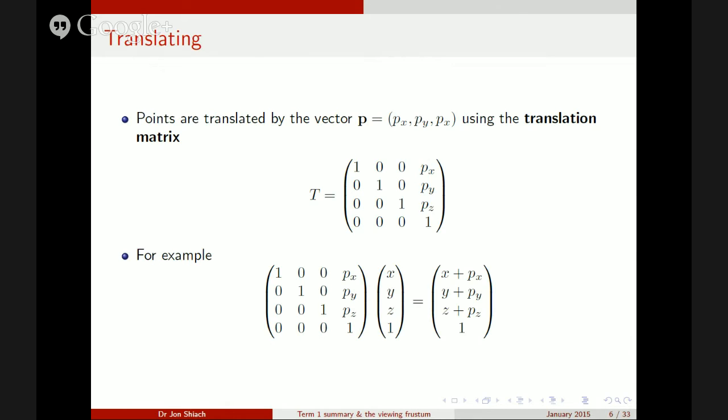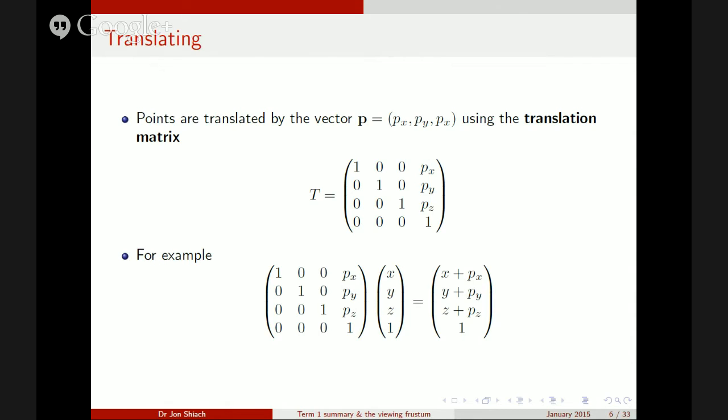If you had the coordinates as a row vector instead of a column, the px, py, pz would be on the bottom, i.e. you have the transpose of this matrix. But as I mentioned, I'm always assuming we have our coordinates as a column. And if we do that matrix multiplication, you can see quite simply, you just add px, py, pz to the corresponding x, y, z coordinates. So those are the three transformations which we apply to our coordinates.